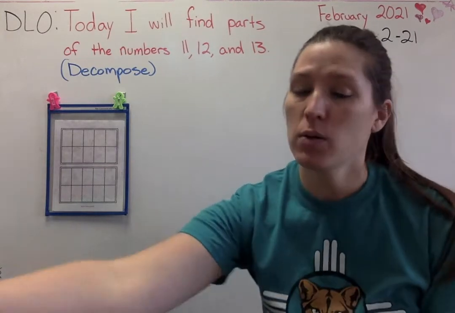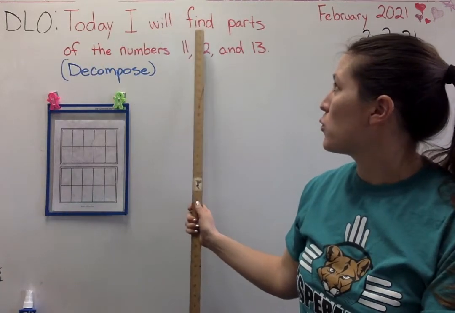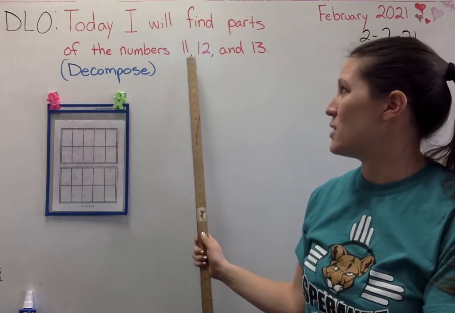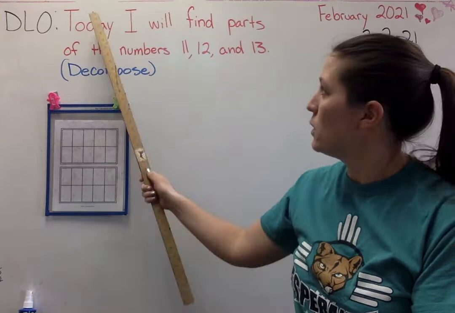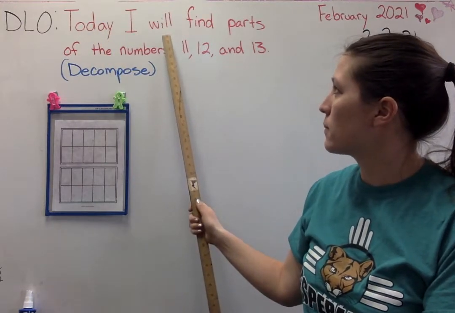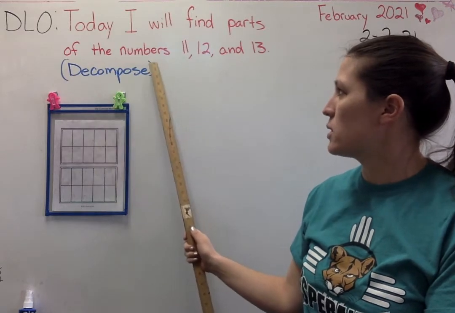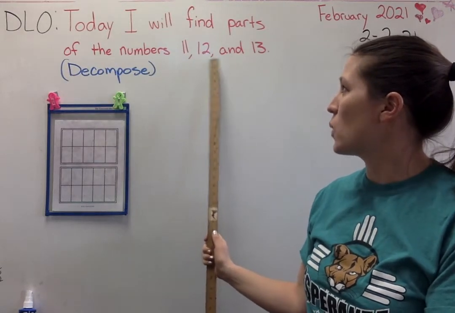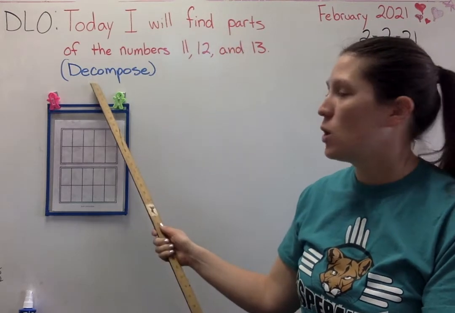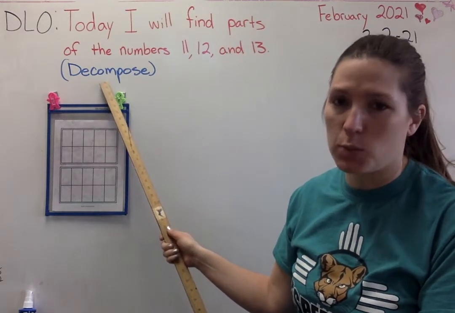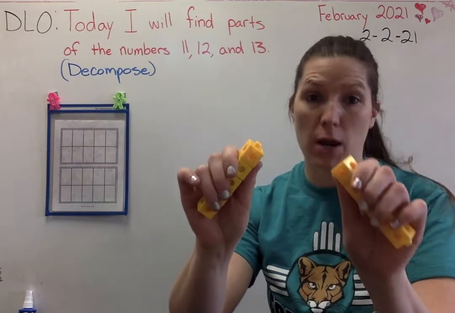Let's go over our DLO and we'll get started. Today I will find parts of the numbers 11, 12, and 13. Now it's your turn. Today I will find parts of the numbers 11, 12, and 13. So when we're finding parts, we're decomposing. So this blue word says decompose. And decompose means break apart.